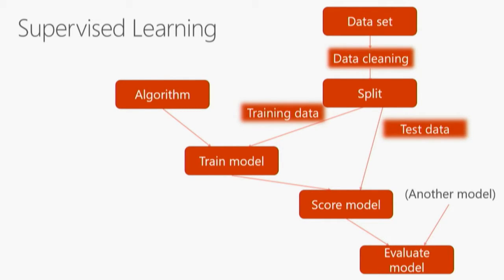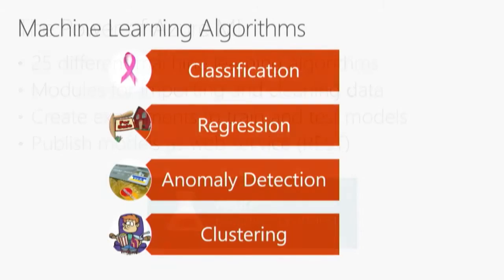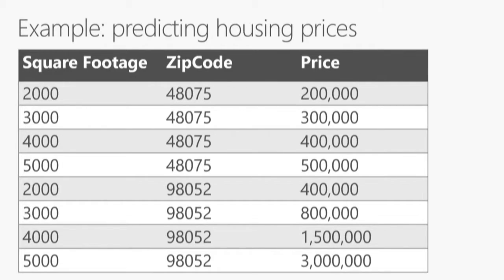And then in supervised machine learning, we split our data. The reason we do this is that if I take 100% of my data and use it to train the model, and then I want to see how well my model performs, and I say, okay, model, how much is a house going to cost if it is 2,000 square feet in the zip code 48075?